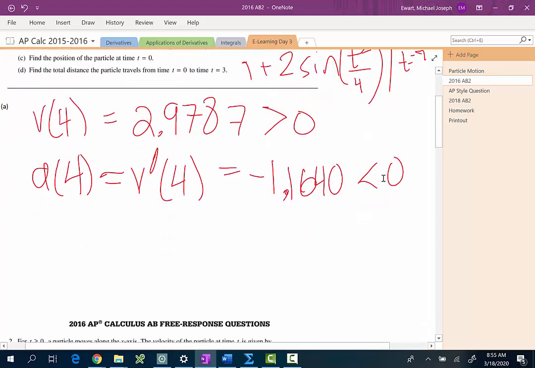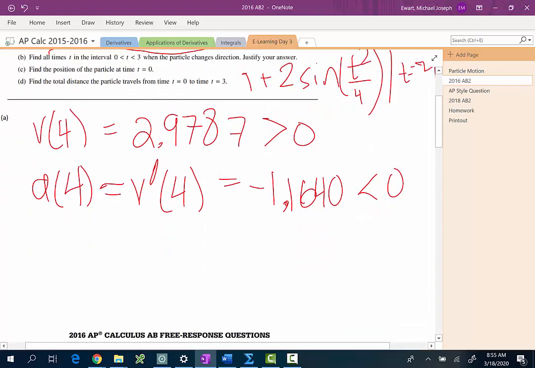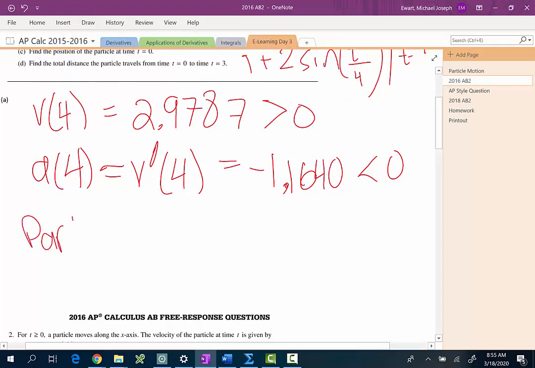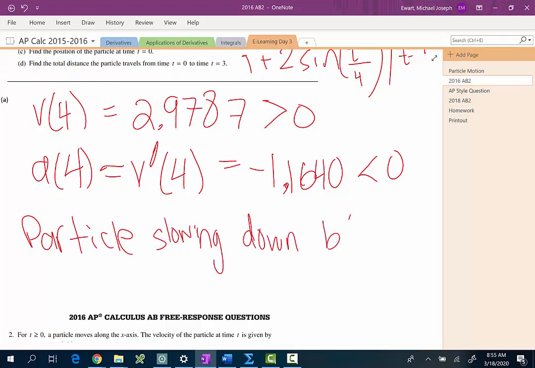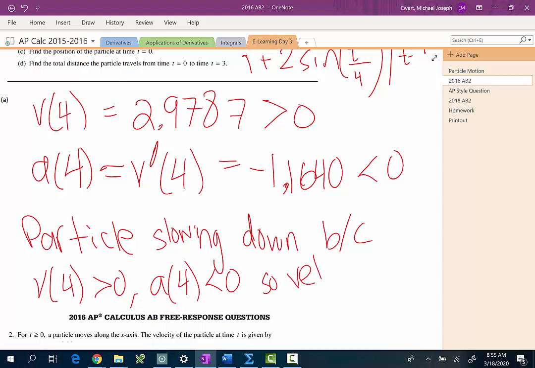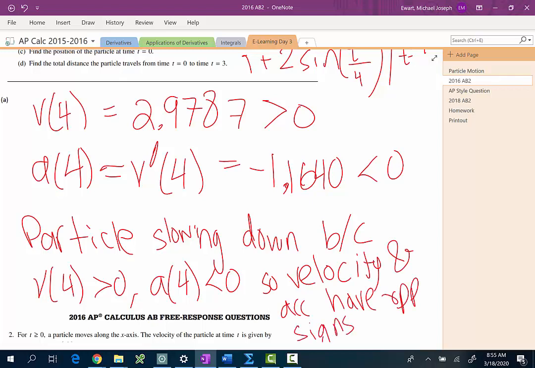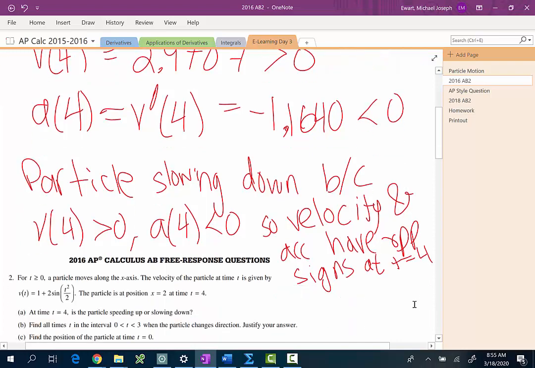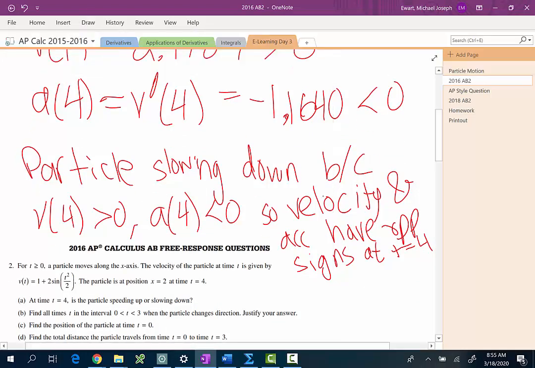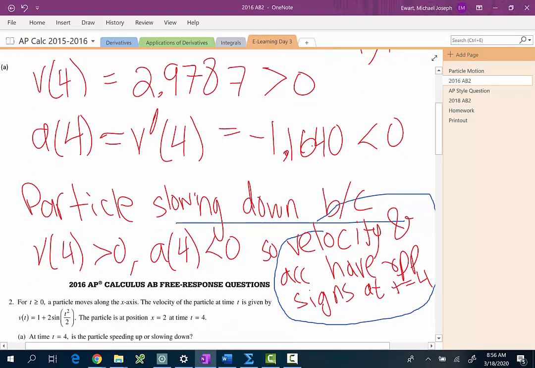And so then, because v of 4 is greater than 0 and a of 4 is less than 0, we're going to say that our particle is slowing down because v of 4 is greater than 0, a of 4 is less than 0. So velocity, you don't want to ever say "it" or "they," right? So velocity and acceleration have opposite signs at time 4. Okay, we could probably get away with just this part, right? Like slowing down because velocity and acceleration have opposite signs, because you just showed it up here. I was just being a little extra careful.